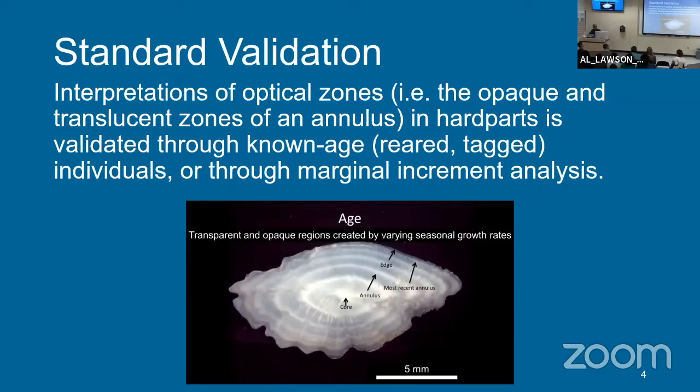In order to validate the interpretations of annuli on hardparts, the use of known age individuals is usually required, either through lab rearing or wild tag studies. You can also apply marginal increment analysis, which suggests that if a growth increment is formed on a yearly cycle, the average state of completion of the outermost increment should display a yearly sinusoidal cycle when plotted against the season.